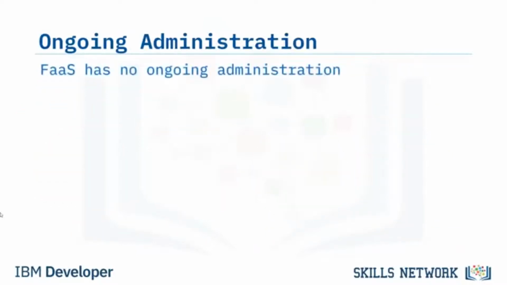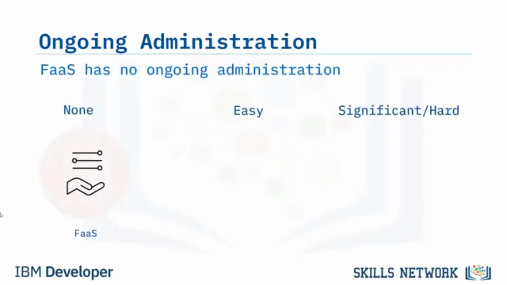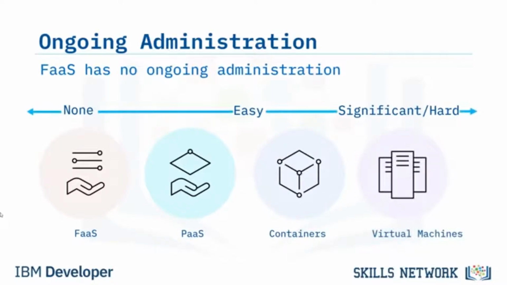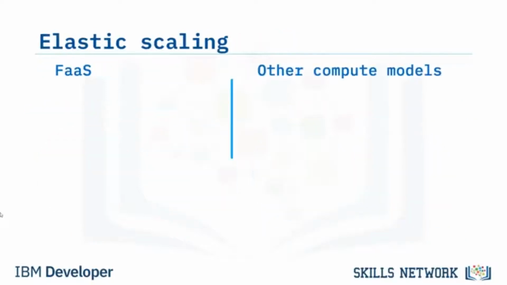Another characteristic of a compute model is ongoing administration. Function as a Service requires no administration because infrastructure is abstracted away by cloud providers. But other models require varying amounts of ongoing administration. While this administration is easy for Platform as a Service, administration becomes more difficult for containers, and virtual machines require significant administration. Greater administration gives you greater controls, but it also requires a lot of time and effort. Elastic scaling is a major component of FAS, so clearly this is an advantage for functions.